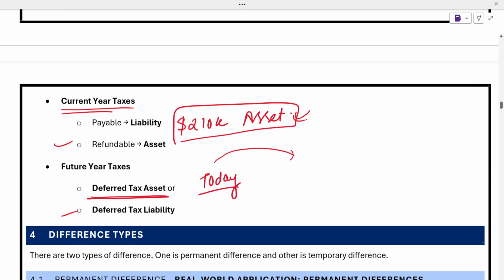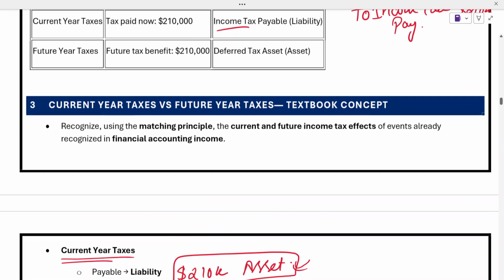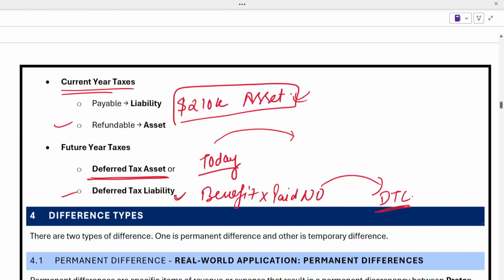Now in a deferred tax liability, what may happen? You get the benefit today, meaning you haven't paid tax today, no tax today. Then in future you will have to pay taxes. So that will create your deferred tax liability. We will go through all of these things in detail, but this is the introductory overview about current year taxes and future year taxes.